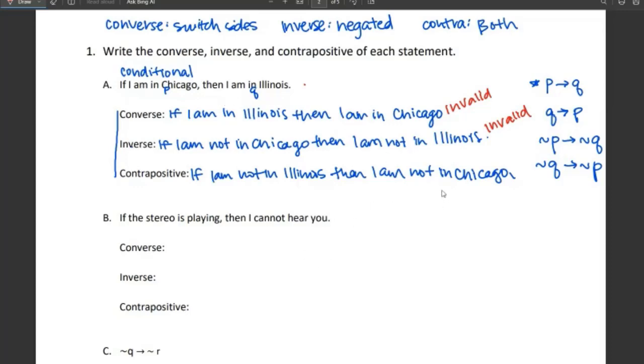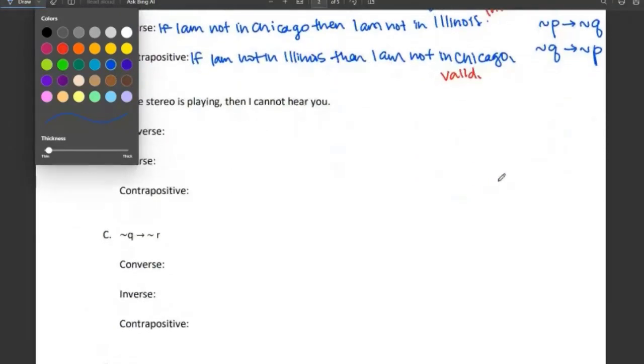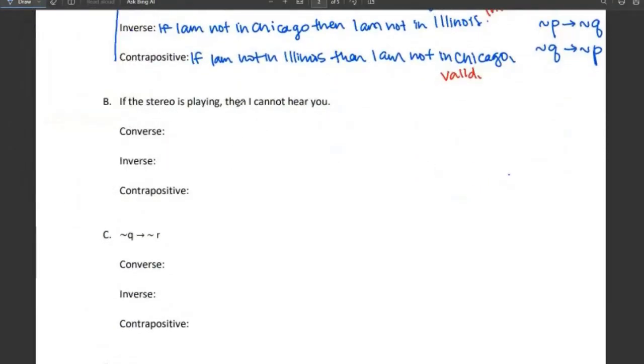And then the contra is always valid. But on these specific ones, they're not going to ask you that on the homework. B, if the stereo is playing, then I cannot hear you. So we'll do the same thing. We'll name this P and then this one Q.